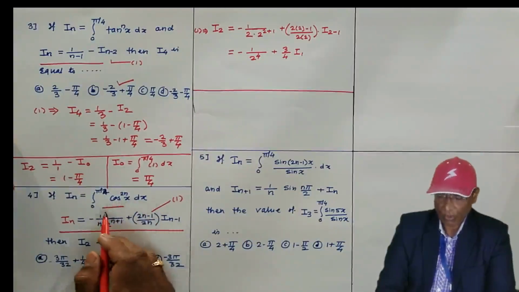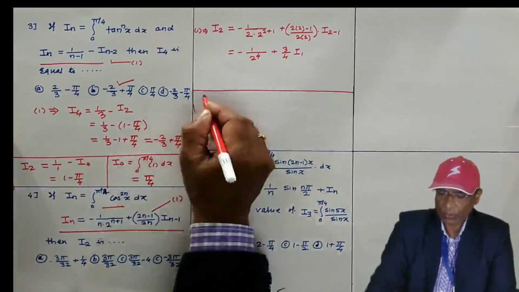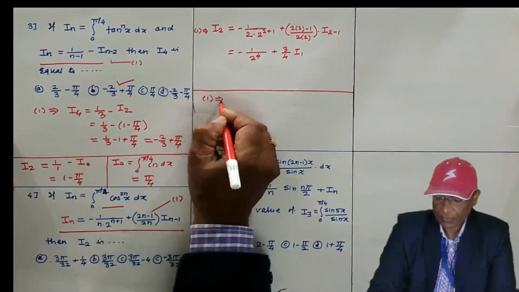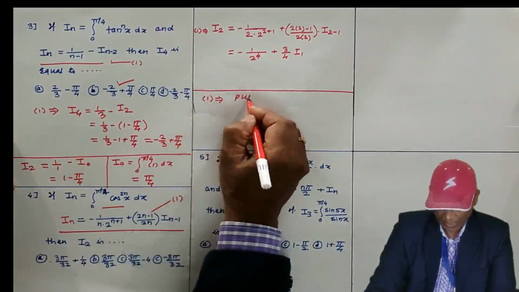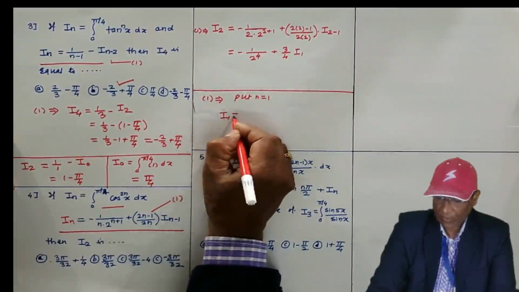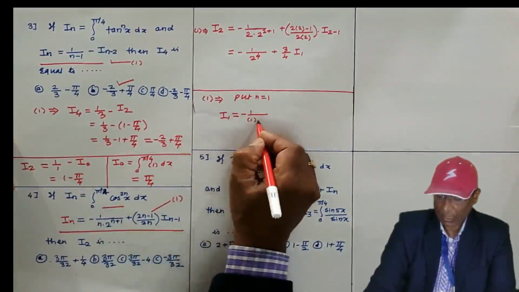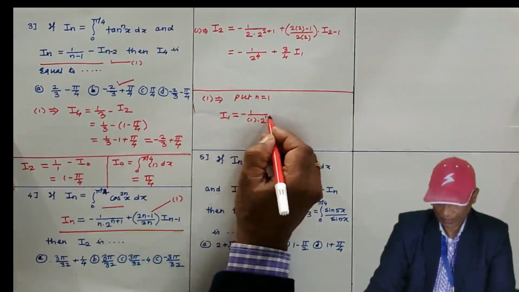In that way you can find out. Or you can again use formula 1 to find out the value of I1. Yes, I am putting here n equal to 1 so as to get I1 in equation 1. I1 equals, put n equal to 1.